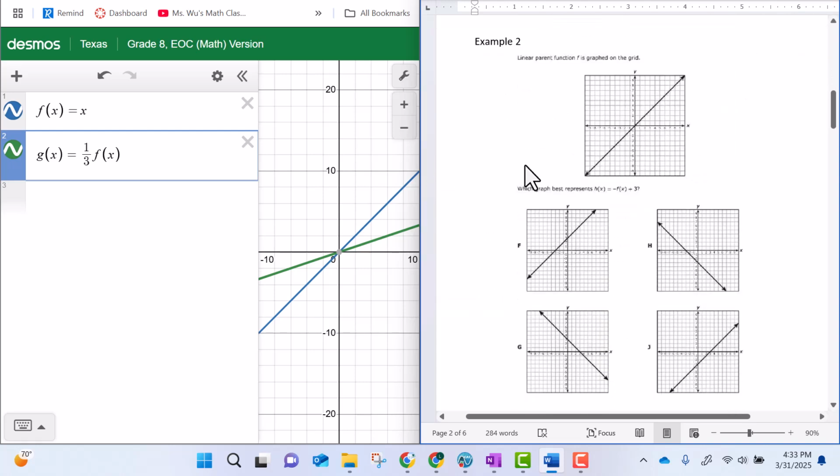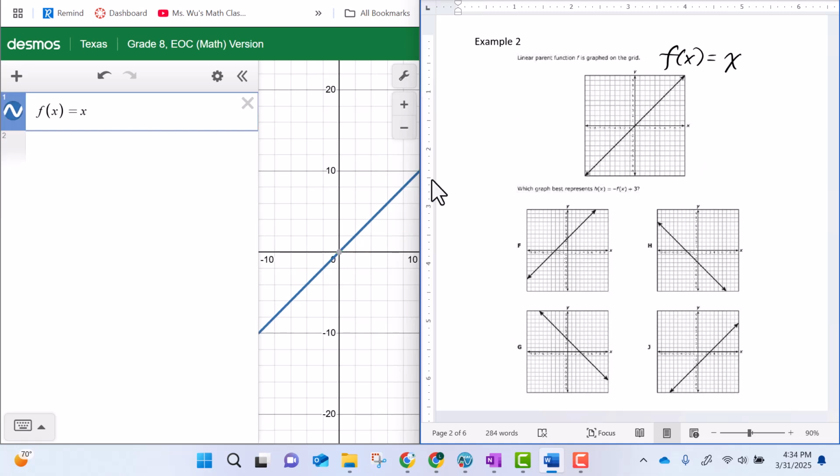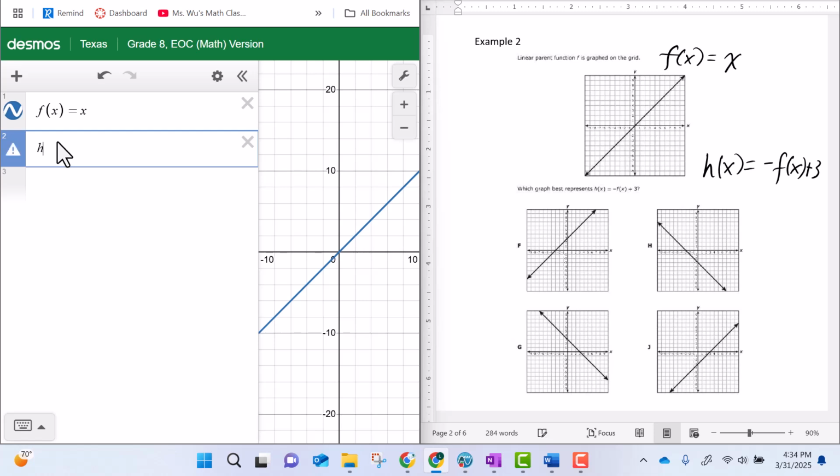Let's go to example 2. Linear parent function f is graphed here, which is f of x equals x. Which graph best represents h of x equals negative f of x plus 3? Now go to Desmos. h of x equals negative f of x plus 3. Then compare the graphs. You could say G is the solution.